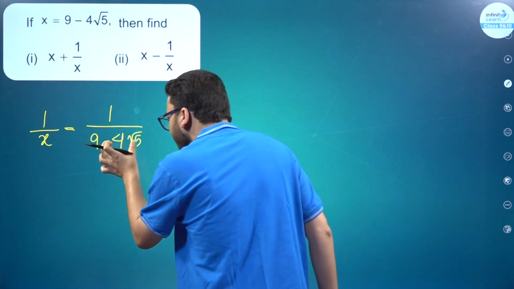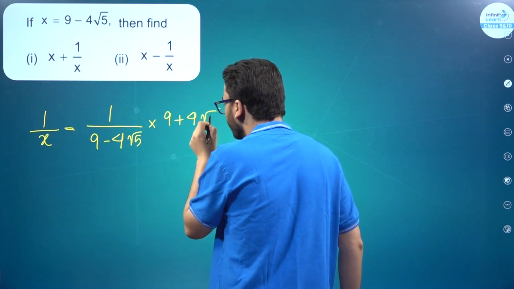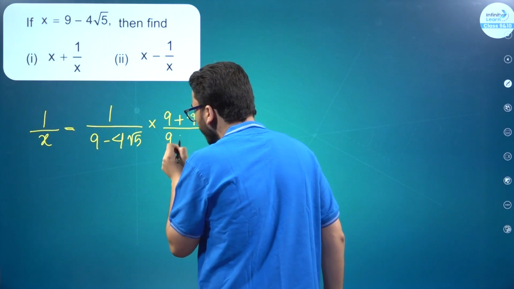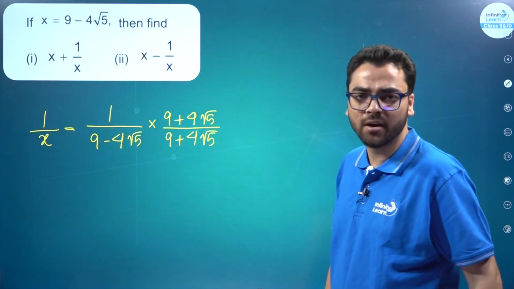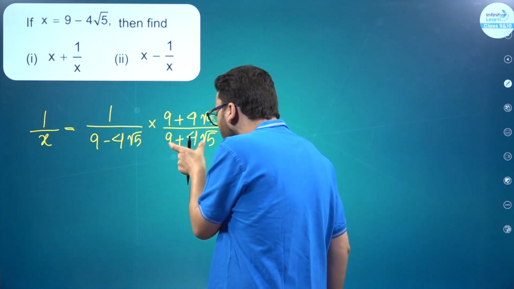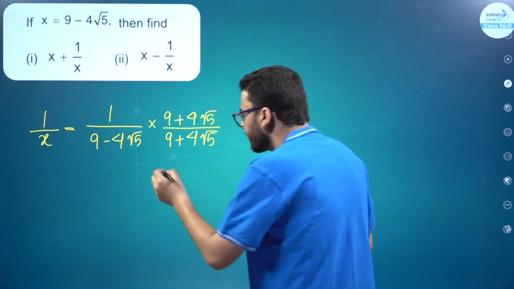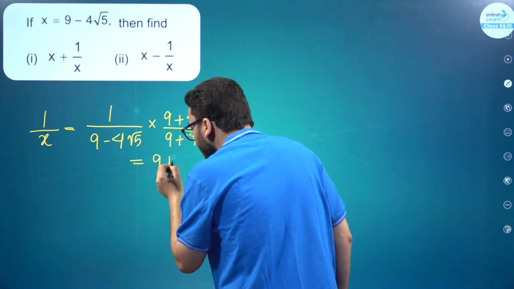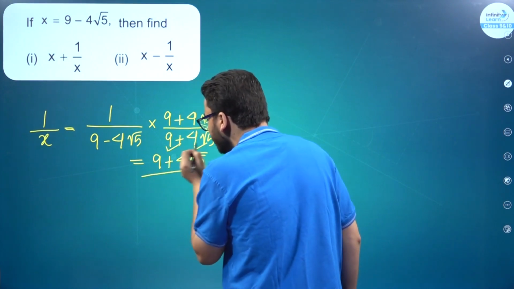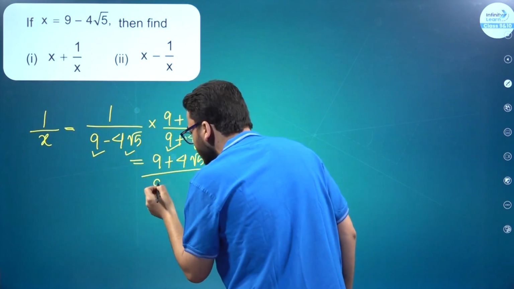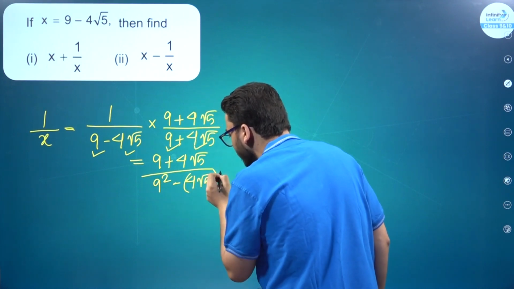So it is 9 minus 4 root 5. So we have to multiply by 9 plus 4 root 5 in the numerator as well as the denominator. 9 plus 4 root 5 over here. Because then only it will be fixed in the form of a plus b and a minus b identity. So let us do that thing. So that is equal to 9 plus 4 root 5. And in the denominator, it is a plus b and a minus b. So that will be 9 square minus 4 root 5 the whole square.